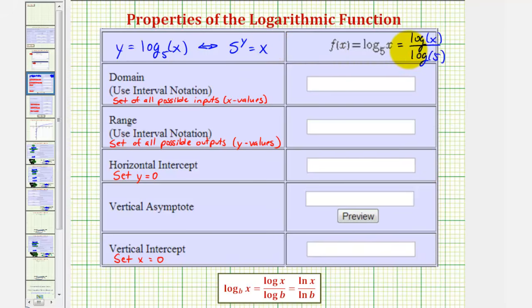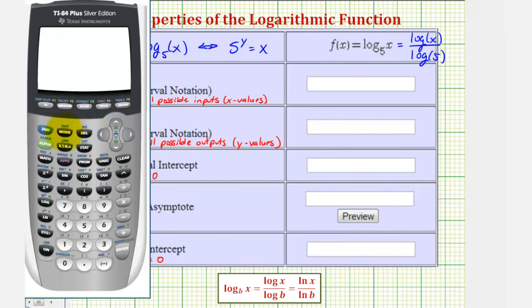Now let's go ahead and graph this log function. So we'll press y equals, type in common log x, close parenthesis, divided by common log 5, close parenthesis. I did adjust the window to get a better view. The x values go from -2 to 10, and the y values go from -10 to 2. Let's go ahead and press graph. Here's our logarithmic function, which we will use to answer some of the questions.